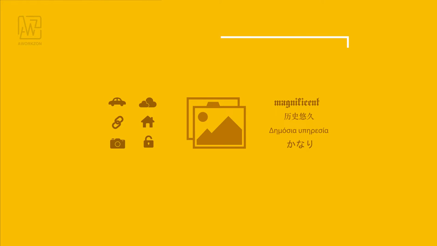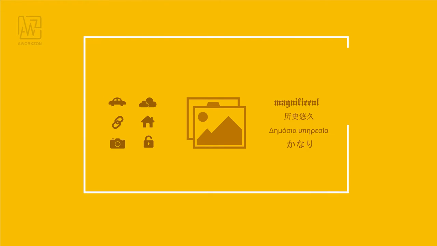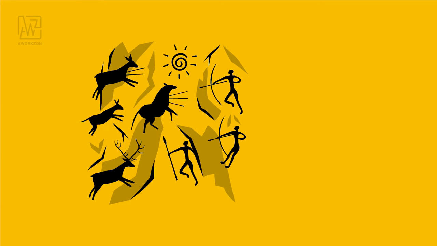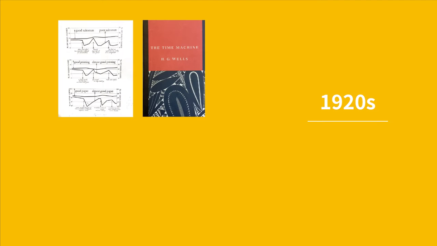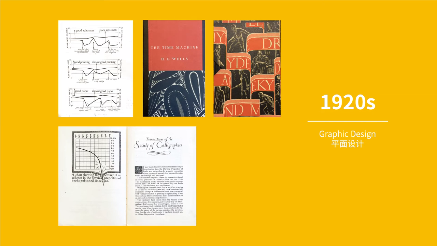It is called graphic design because we usually design on a two-dimensional plane. This kind of creation can be found in cave paintings from as early as 40,000 BC. The man who first used this word is William Addison Dwiggins. In the 1920s, he used graphic design to describe his work and creation, and started using the term.